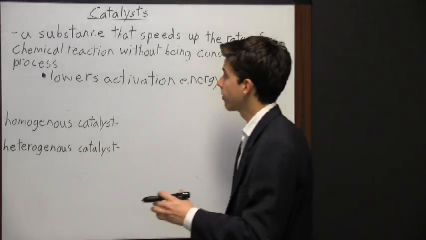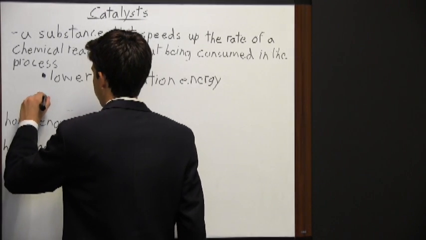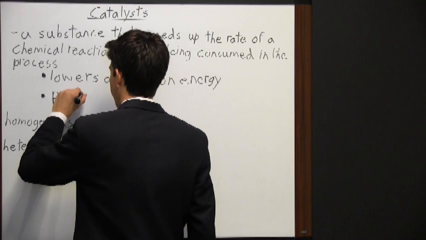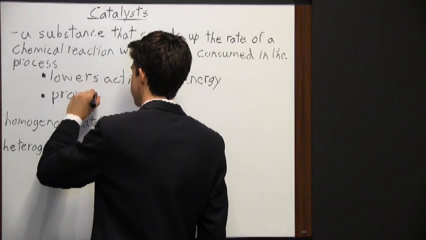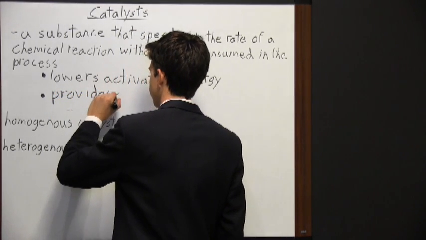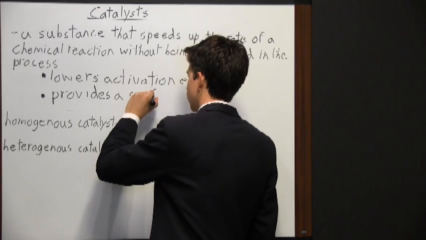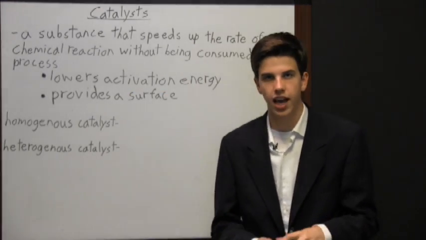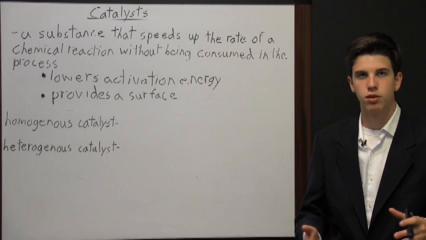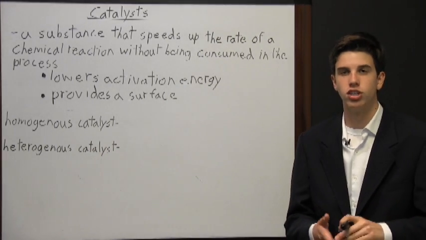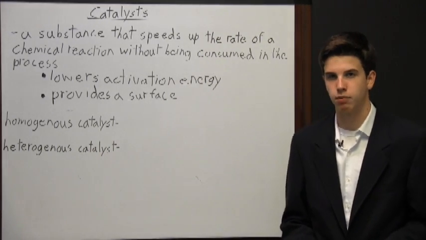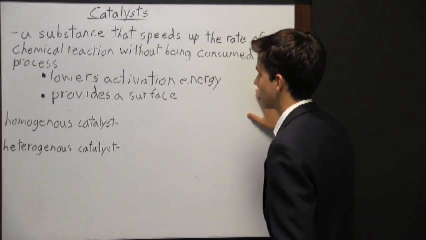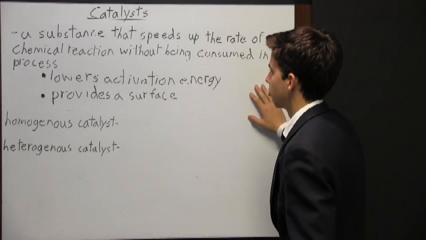Now, another way that a catalyst meets its objective is by providing a surface for molecules to come together and to bind. And so to provide a surface for molecules to come together, to bind, is faster than just random collisions of reactant molecules. So that is how a catalyst meets its goal of speeding up the rate of a chemical reaction.